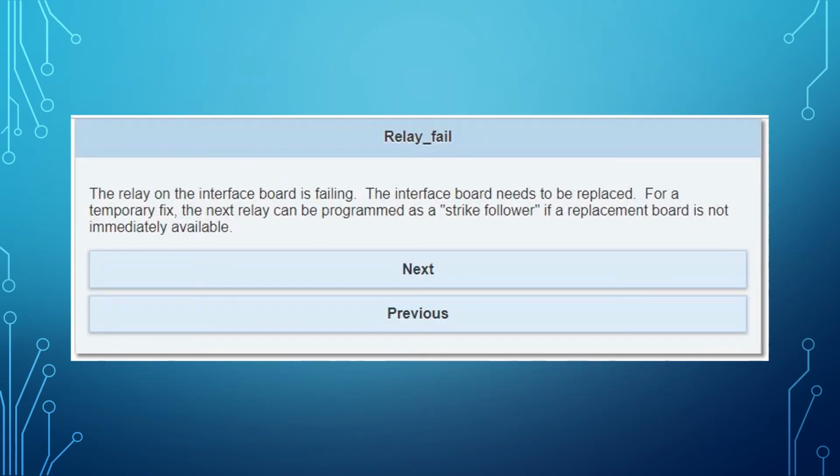So since the relay's gone bad, it needs a new interface board. Since those aren't something that most people keep on hand, it'd have to be ordered, so I put a little tip in there just to get the door working while you wait for the part.